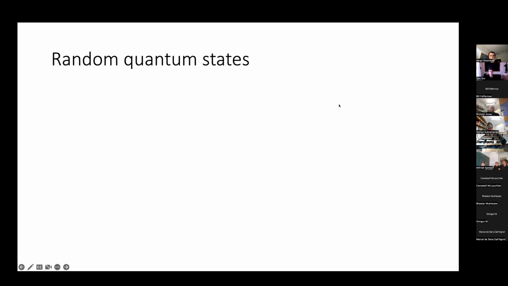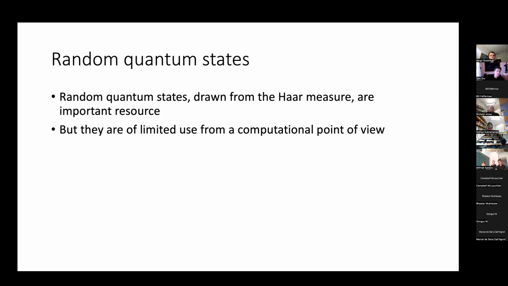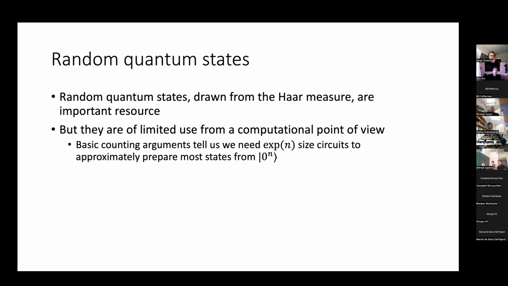So we're going to talk about entanglement in the context of random quantum states. And we know, of course, that random quantum states drawn from the Haar measure, n-qubit states from the Haar measure, are a really important resource. If we could somehow get our hands on a truly Haar-random quantum state, we would be in a great place. There would be lots of things we could do with it. But unfortunately, truly Haar-random states are of limited use from a computational point of view. And that's because very simple counting arguments tell us that we need exponential-sized circuits to approximately prepare most quantum states from, say, a simple state like all zeros. So there's just not going to be a computational way of accessing most quantum states on n qubits.